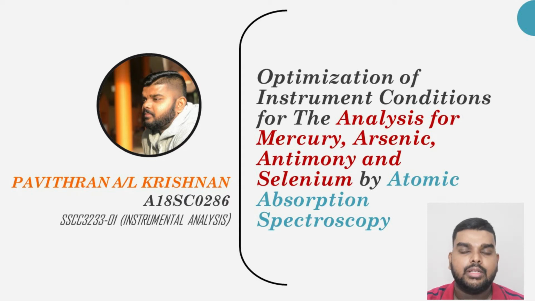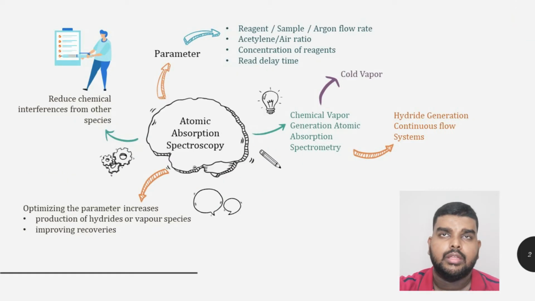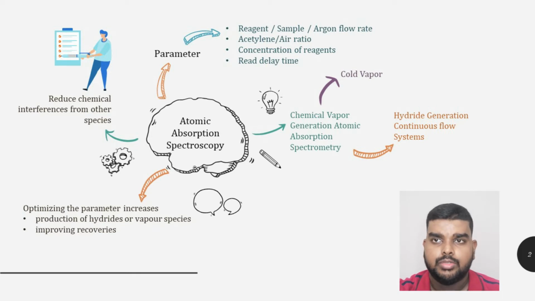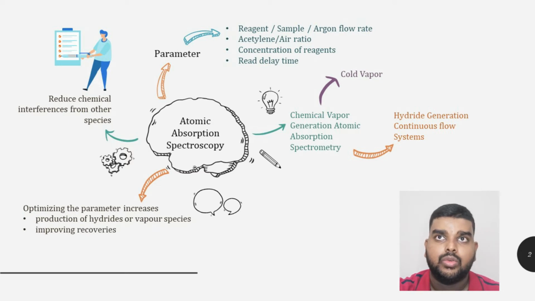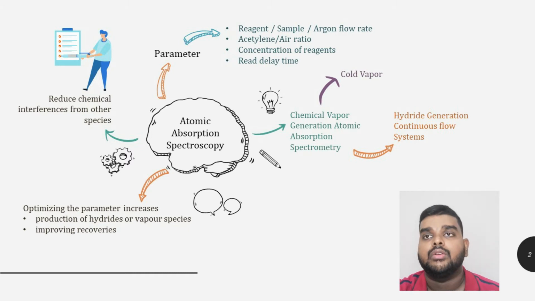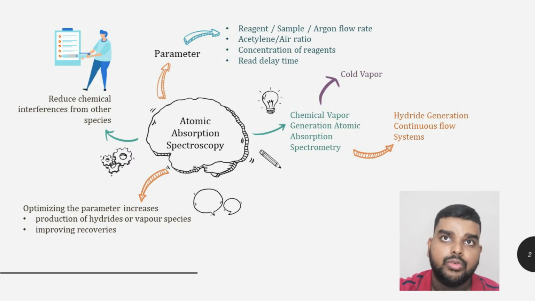Today, in instrumental analysis, I'm going to talk about optimization of instrumental conditions for the analysis of mercury, arsenic, antimony, and selenium by atomic absorption spectroscopy. The chemical vapor generation atomic absorption spectroscopy technique is extremely popular. For now, we can focus on the hydride generation continuous flow system for arsenic, antimony, and selenium, and the cold vapor for mercury.